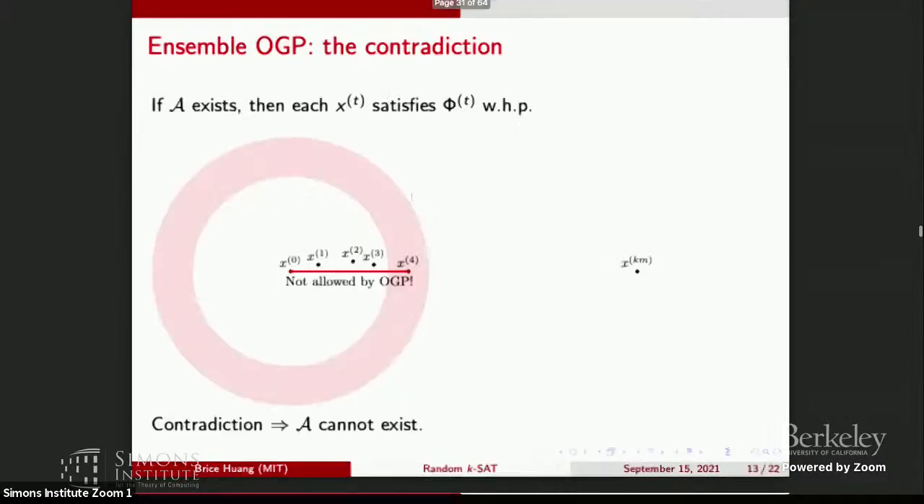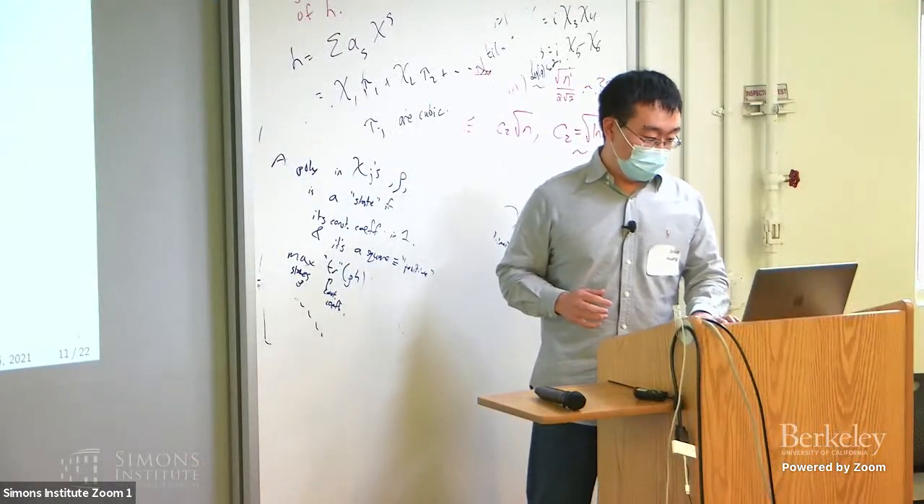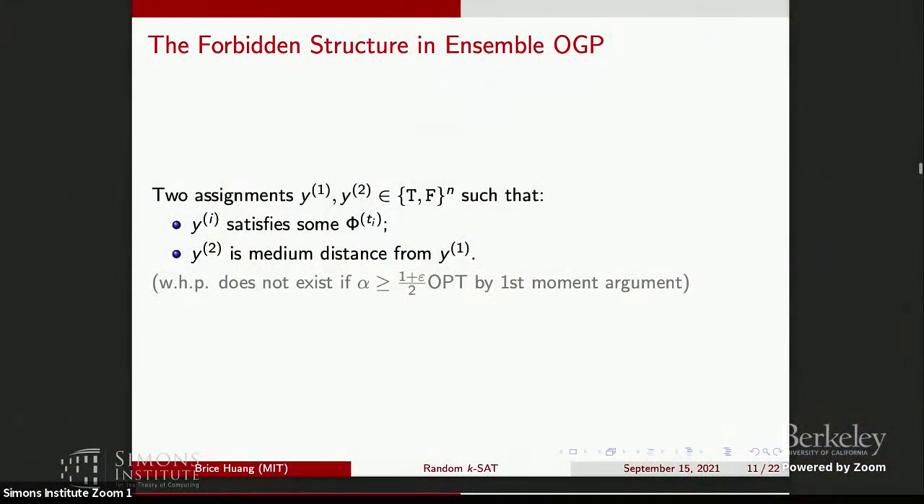Yes. But X4 satisfies the fourth formula, not the 0th formula. Yes, good point. That's why if we look at the forbidden structure, we require the assignments to satisfy some phi, not necessarily the same one.